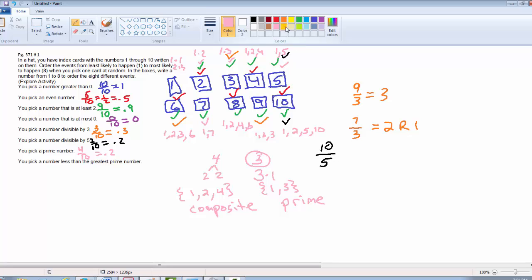Okay, and let's go ahead. I'm going to pick one more color over here. Let's use this darker color, dark red. Okay, it says you pick a number less than the greatest possible prime.